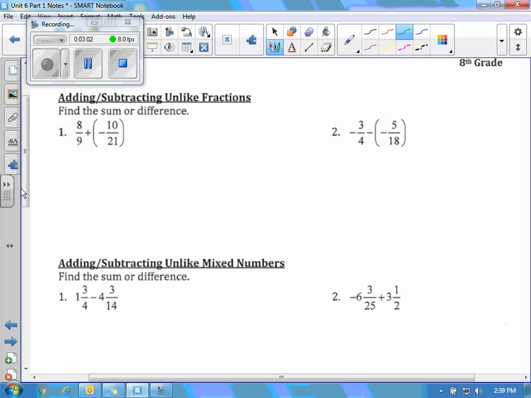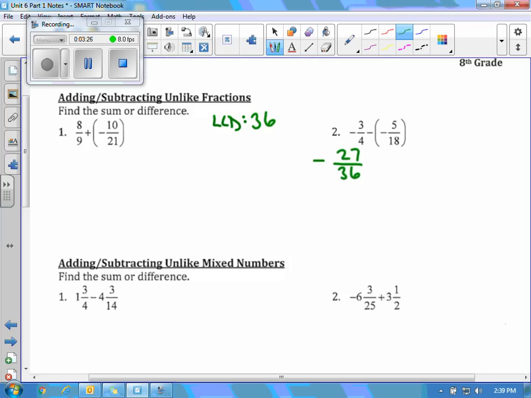First thing I need to do is figure out what my LCD is. And in this case, that's going to be 36. Okay, if you need help figuring out how to find LCDs, come ask me. So now I'm going to rewrite these with the common denominator. So I know I need both of these to be something over 36. So 4 times 9 is 36, so 3 times 9 is 27. So I have negative 27 over 36.